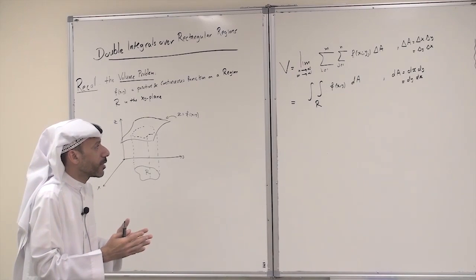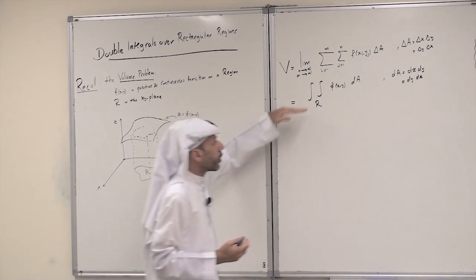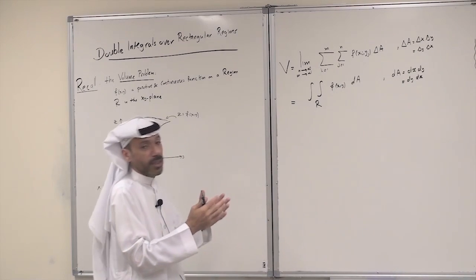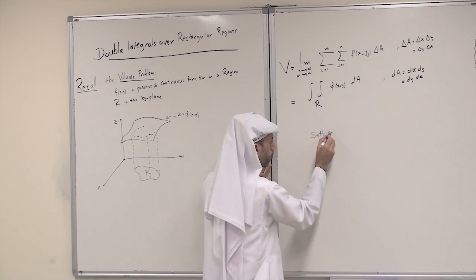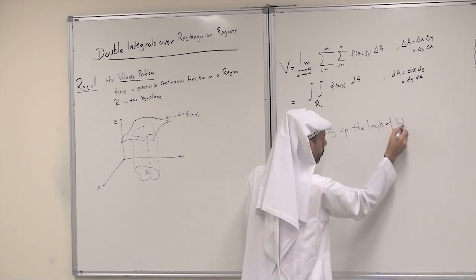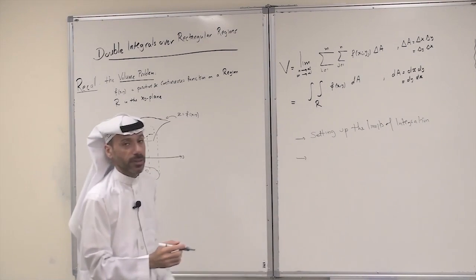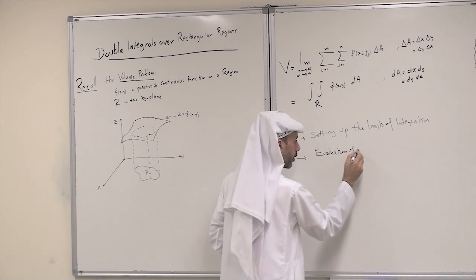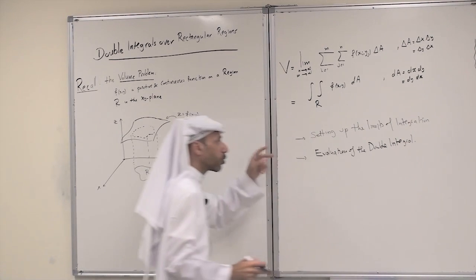Now the natural question is how to evaluate this double integral. And the evaluation really depends on setting up the limits of integration. What are the limits of integration, and how to set them up? So the main question here, you have two things. This is the first point: how to set up the limits of integration. And after setting up the limits of integration, how to evaluate the double integral. So you have to consider these two points.